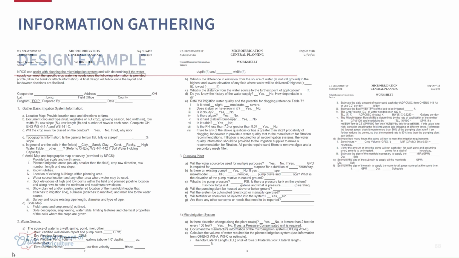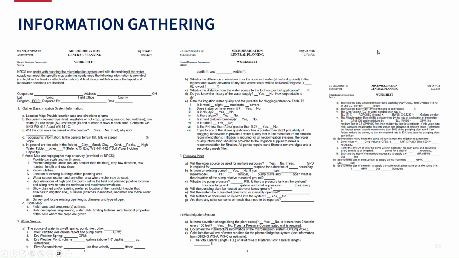Alright, so I'm going to be going over the design example for today, but before I get into that, I wanted to talk about the first step for any design, and that's our information gathering. The document shown here can be found in ePhotog. If you go to the Conservation Practice Standard 441 section, this is just the general planning document. The first few pages go over general micro irrigation information like Logan has gone over already in the previous PowerPoints. And then the last few pages are this general planning.